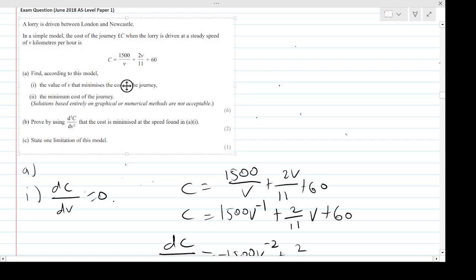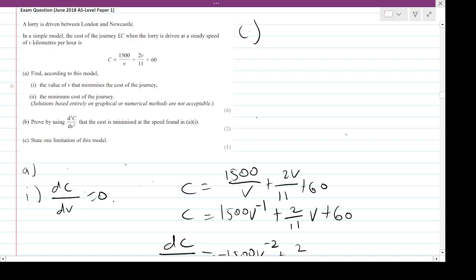Then the last part of the question: state one limitation of the model. You get these questions, these rubbish questions, with these sort of modelling ones occasionally. So you really got to think about what maybe doesn't make sense. Read carefully what they say.